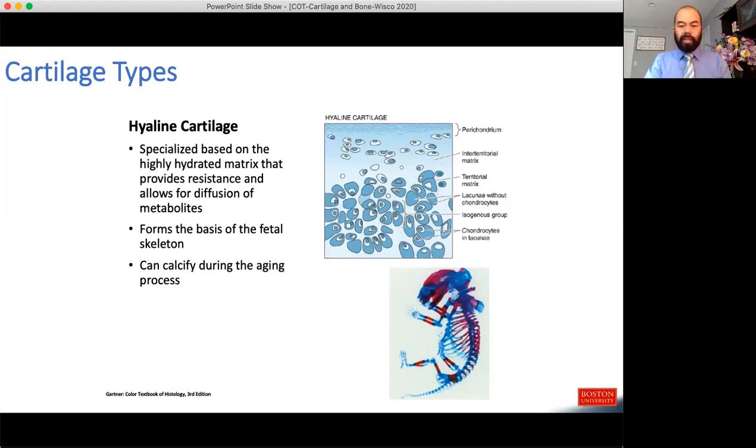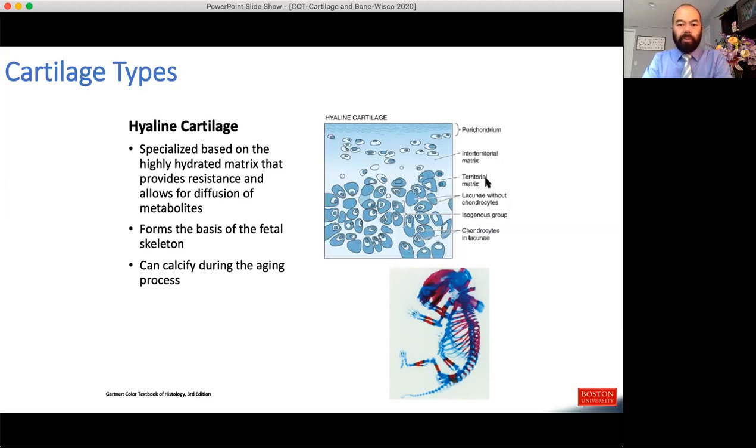So what that means is that these chondrocytes in lacunae, down here at the bottom of the image, are older cells than the chondrocytes or even chondroblasts towards the perichondrium. So they're literally migrating deeper and deeper into the ground substance.